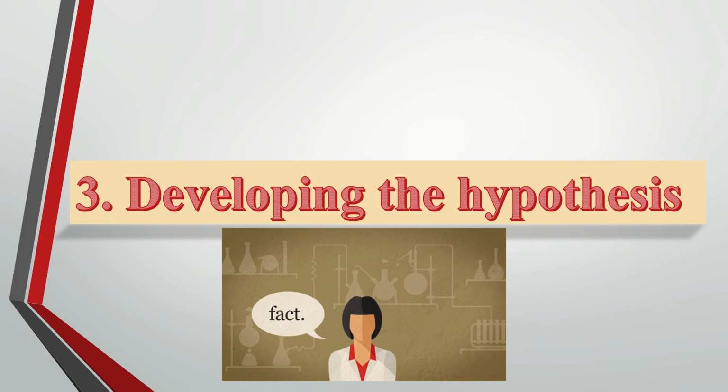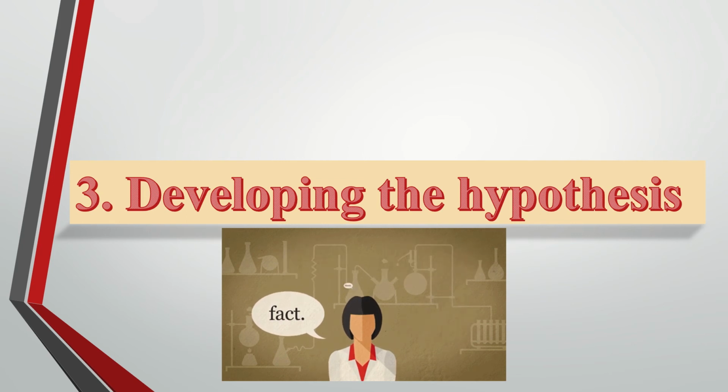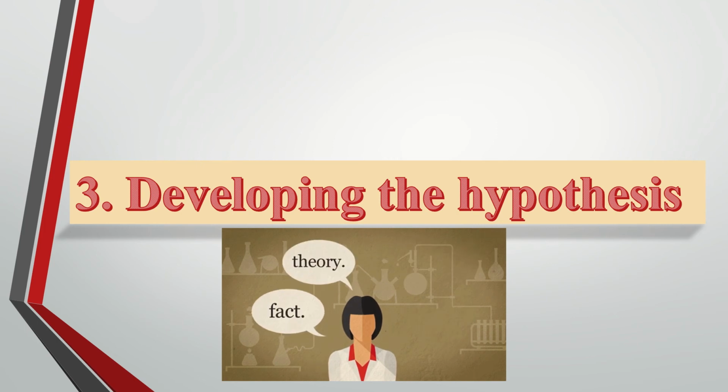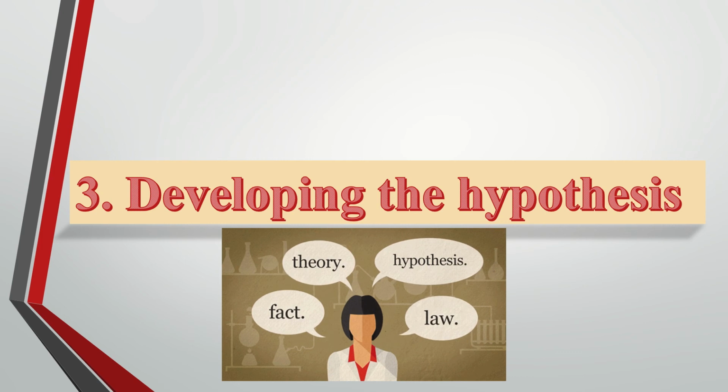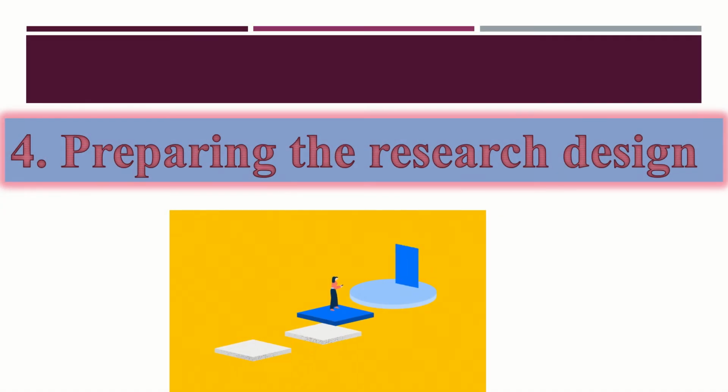So a researcher needs to have thorough knowledge of how to develop a hypothesis. There are various forms of hypothesis: null hypothesis, alternative hypothesis, causal hypothesis, and a lot more. It is important for the researcher to choose the right hypothesis for the research which is being formulated. And the next step is preparing the research design.